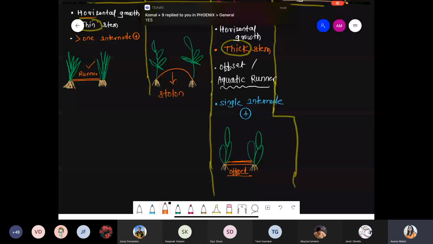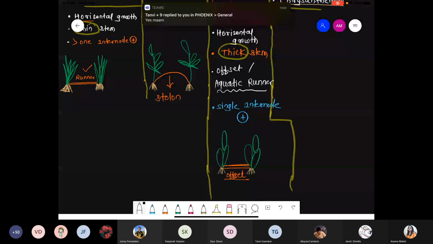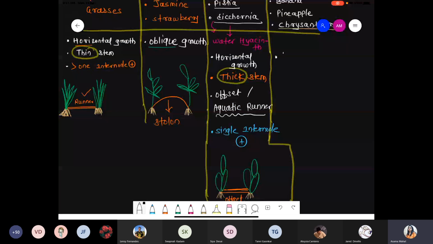Now, the last point, we are talking about the sucker. In the case of the sucker, the growth pattern is a combination of horizontal plus oblique growth. Initially there is a presence of the horizontal growth pattern, followed by the presence of the oblique growth pattern. The sucker category is a combination of both. Initially horizontal, and then oblique growth pattern.